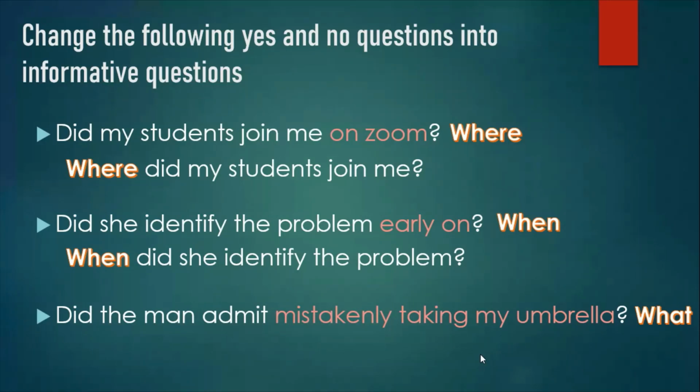Let's check number 3. What did the man admit? Very simple. Once again, we put the question word at the beginning.